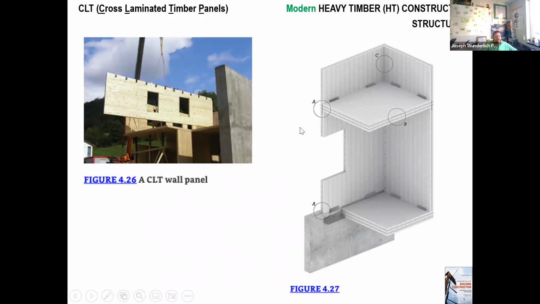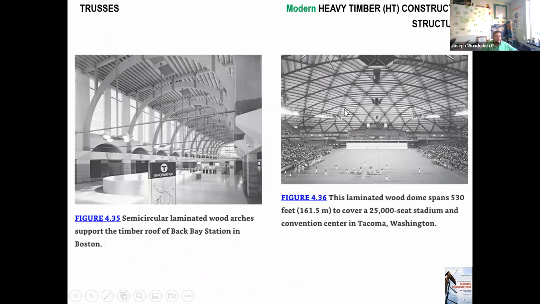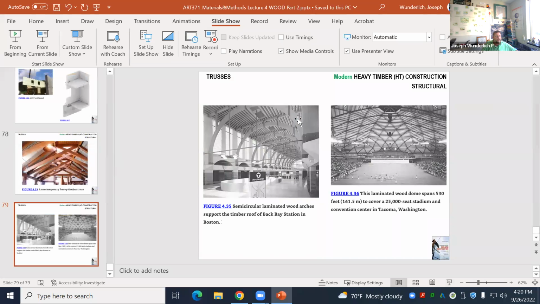And then here are different panels, cross-laminated timber. This is becoming more popular. Big, heavy timber trusses. Some more complicated ones. And that is that.